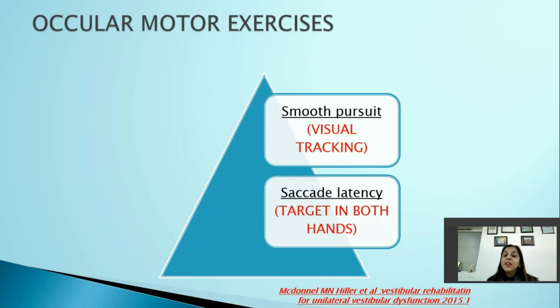Now when we increase the latency or the speed of that particular exercise, we keep the target in both hands, then ask the patient to look forward and focus the vision on the target, then initially towards the right side with the movement of the target, and then to the lateral side. So these are the two important oculomotor exercises: one is smooth pursuit and the other is saccade latency.